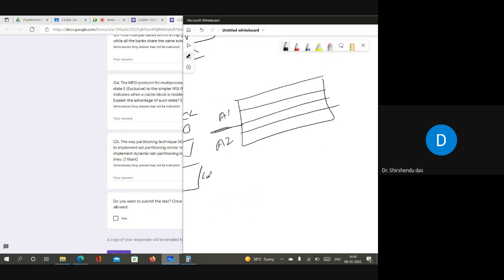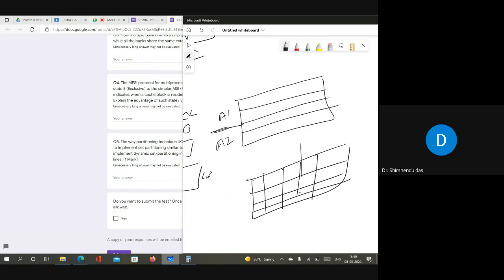So in this case, the major challenge will be set remapping. Suppose these are the sets and these are the ways, and here I partition the ways, and this is for A1 and this is for A2. Then it means that we are not changing the set mapping. If a block maps to set number one, the block will still map to set number one, only we are restricting the number of ways, right?